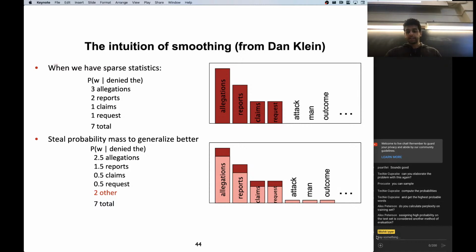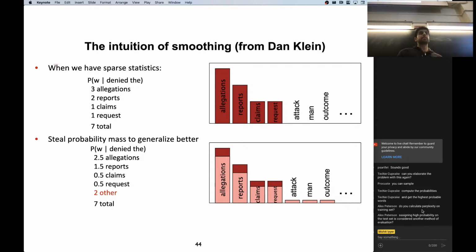Okay, so I see there's a question on YouTube. Assigning high probability on the test set is considered another method of evaluation. If you assign high probability to the test set, that is equivalent to assigning low perplexity to the test set. So it's the same sort of evaluation. Do you calculate perplexity on the training set? You certainly can. It's usually useful to do that, just so you can make sure that the model is assigning a very low perplexity to the training set. But in general, you're more interested in the test or validation perplexity.